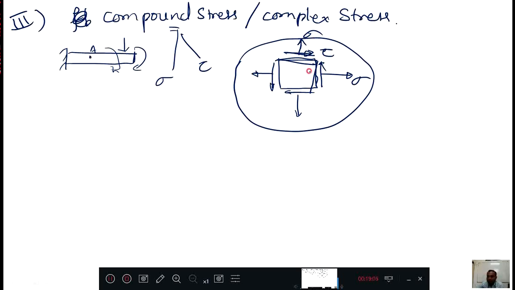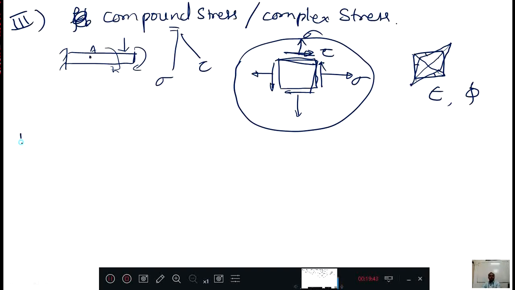Now the bar at that point might be like this, and later it might be like this. This might be distorted this way. See, lengthwise, if I take one diagonal here, the diagonal length is changed. If I take this diagonal, the diagonal length is compressed, and along with that I am also observing a change in angle. It means I am observing normal strain as well as shear strain. I am observing both because this is subjected to complex stresses or compound stresses.